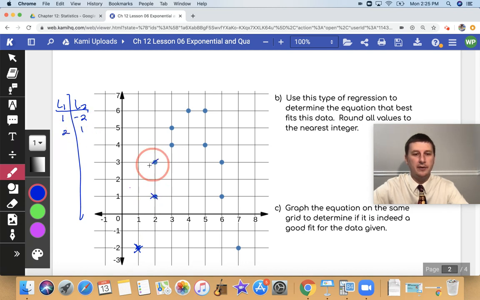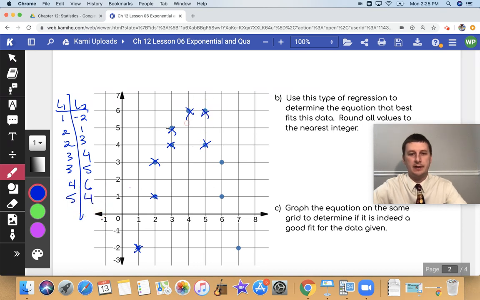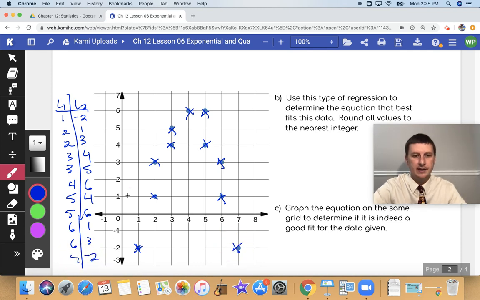We have 2, 3. We have 3, 4. We have 3, 5. We've got 4, 6. We've got 5, 4. We also have 5, 6. We've got 6, 1. We've got 6, 3. And we finally have 7, negative 2. And that's all of our points on this graph right here.